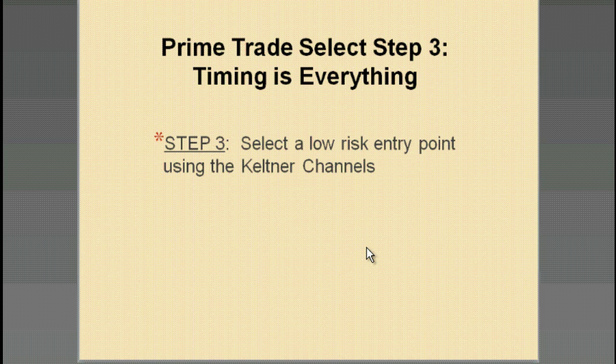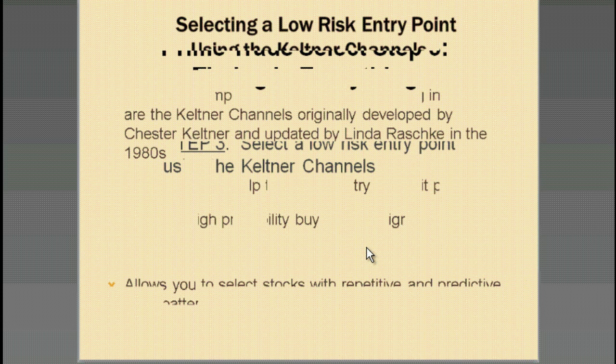So let's look at the third step with Prime Trade Select. With step three, the goal is to select a low-risk entry point using the Keltner channels. And this is a really important part of the trade selection process. And I'm going to show you several examples of how I use these Keltner channels to time my entry. And these are trades that I have on right now, but you can see where I got a low-risk entry point using the Keltner channels.